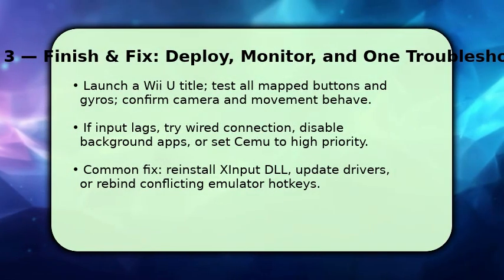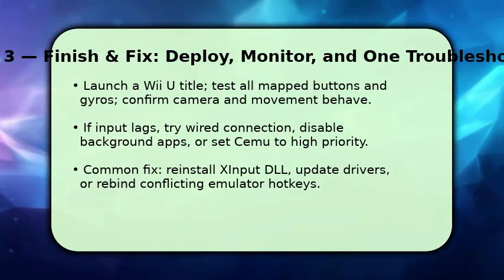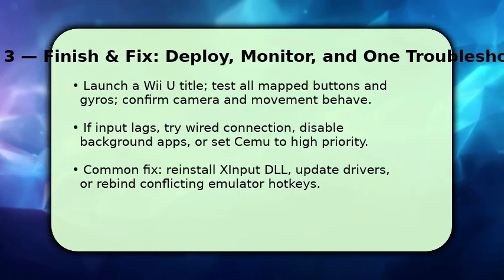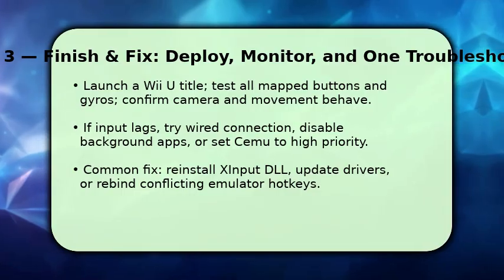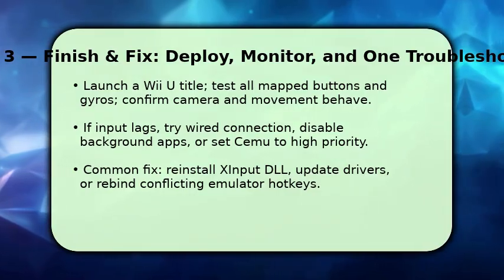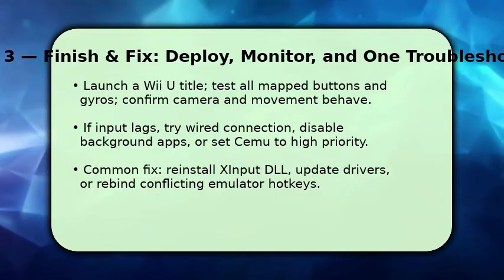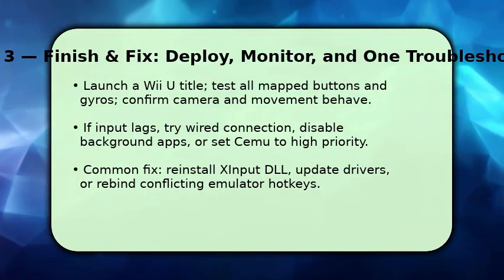To finish, boot a game and run through every control: movement, camera, menus, and special inputs. If anything feels off, reopen the input profile and adjust sensitivity or swap axes. Make sure Cemuhook features are active when using motion or touchscreen emulation.